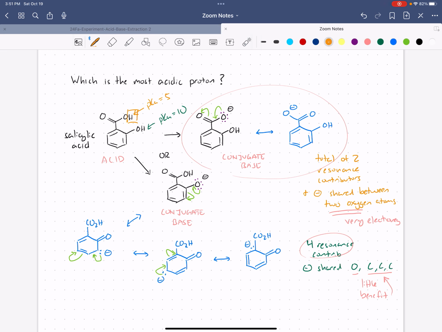A good explanation is not because the pKa table tells me so. When you answer why, you have to draw the resonance structures and do the analysis.